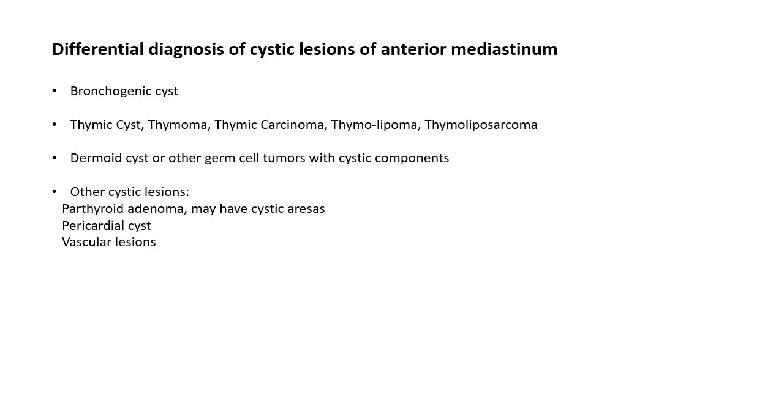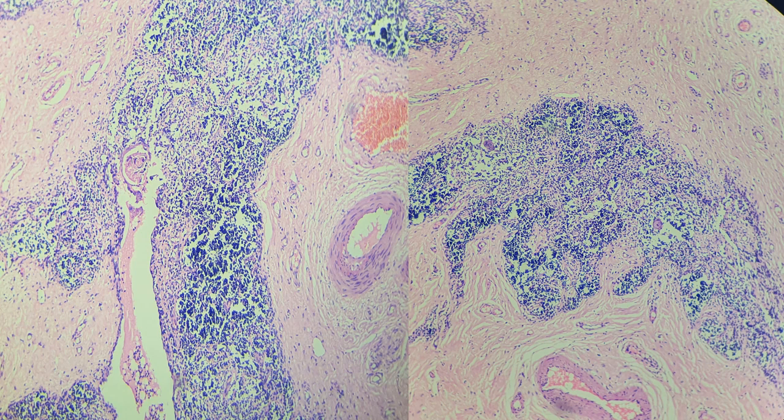When we are dealing with cystic lesions, we will have differential diagnosis of bronchogenic cyst, thymic cyst. Some solid thymic tumors may also have cystic component, dermoid cyst, as well as malignant germ cell tumors with cystic components. Other rare lesions are parathyroid adenomas with cystic component, pericardial cyst and vascular lesions.